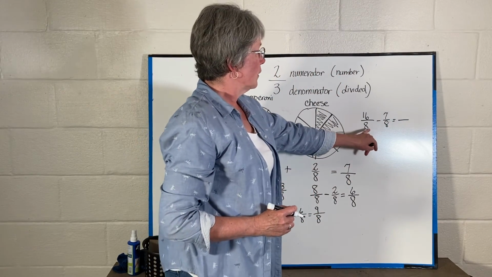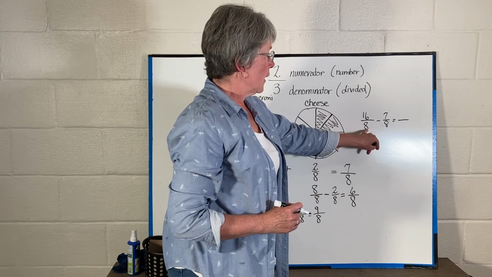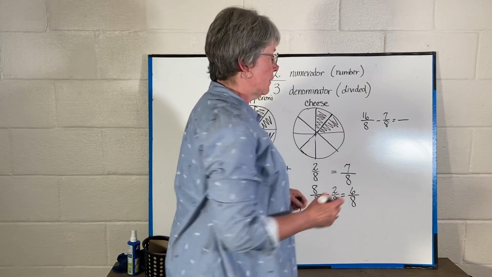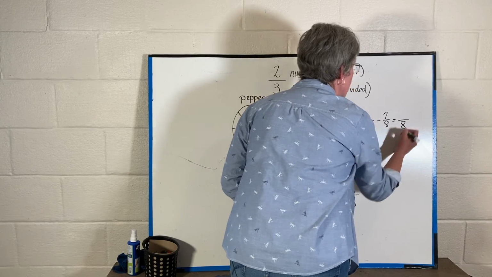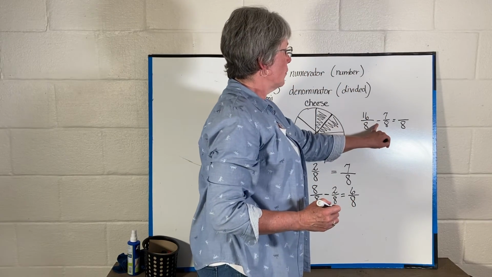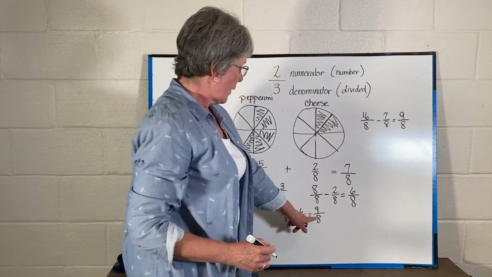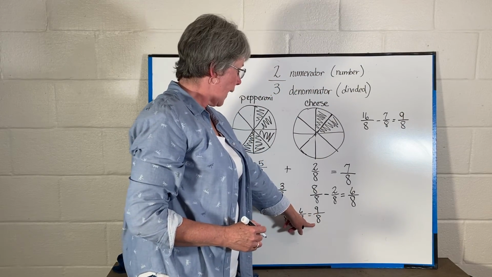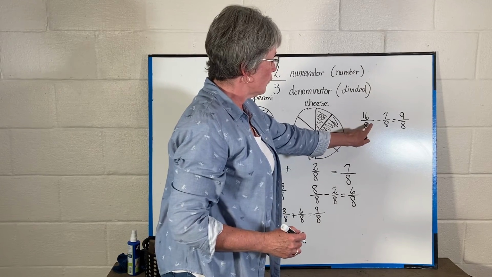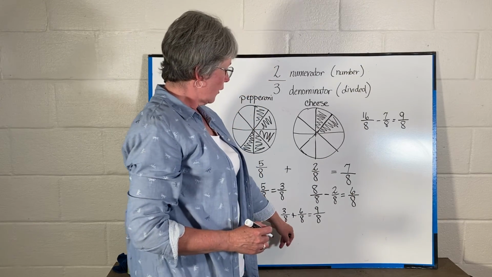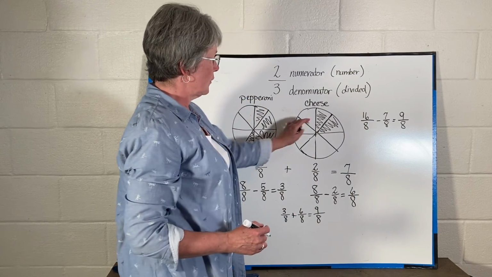First question. Is the denominator the same in each fraction? It is. I will use the same denominator. 16 minus 7 is 9. Notice that matches the answer down here where we added it. Here we subtracted from the total number of pieces. Here we added the pieces that were left in each pizza.